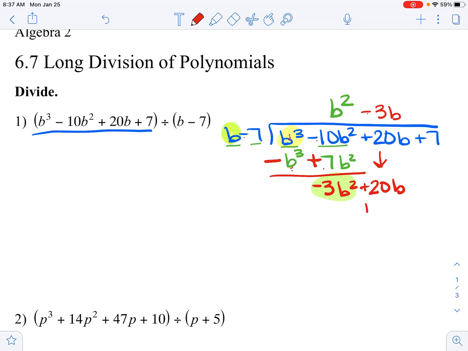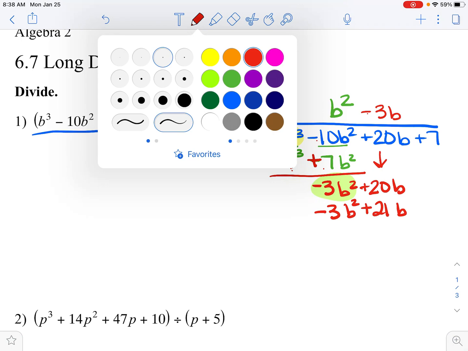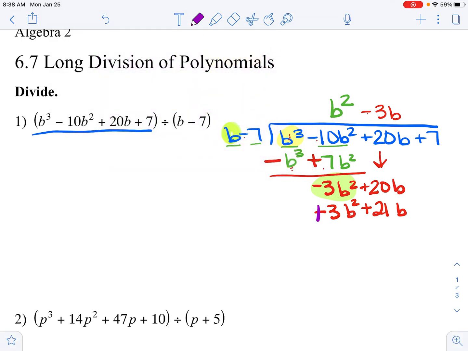Negative times a negative is a positive, and 3 times 7 is 21. This becomes a negative 3b squared. And remember I said it is opposite, opposite when we're subtracting. So you can see the first two terms are opposite. They cancel each other out. We are left with negative b plus 7.